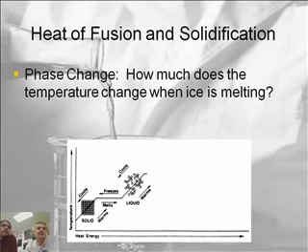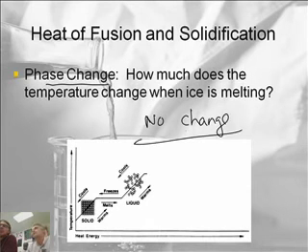So how much, during a phase change, just an introductory question, how much does the temperature change when ice is melting? No change. You're adding energy and there's no change? During a phase change, the energy goes to break the bonds, not to change the temperature.